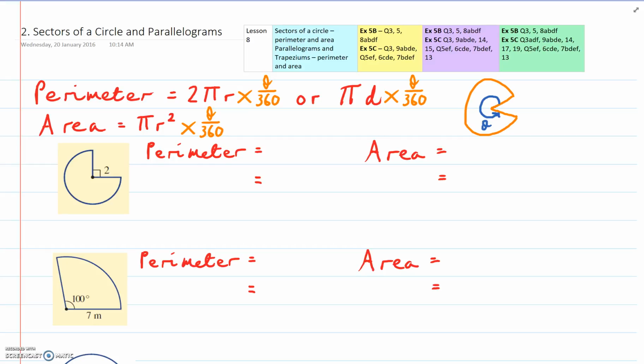We're still using 2 pi r, pi d and pi r squared, but we're multiplying it by theta, the degrees in your circle, over 360, which is a full circle. So you can see over on the right here, we've got that kind of situation in my Pac-Man drawing. So theta is that internal angle, whatever that is.